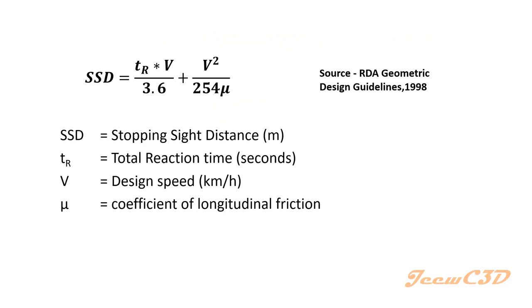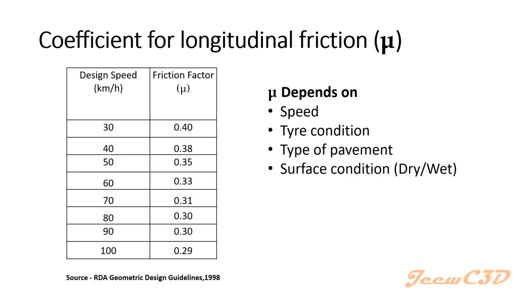TR we know is usually 2.5. V is the design speed, which we will know when we are designing a road. Mu is the one we don't know. So it is given in the RDA design guidelines according to the design speed. According to the design speed, the longitudinal friction factor changes from a higher value to a lower value. If the design speed is lower, the friction factor is high. If the design speed is higher, the friction factor is low.